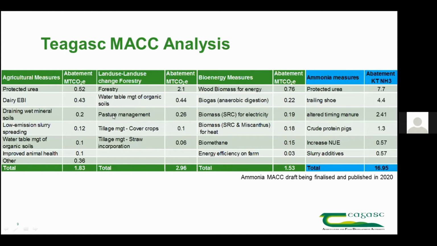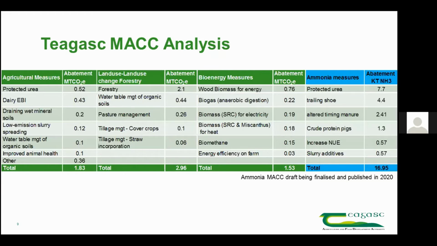And we also have two other different types of MACs as well. So we looked at agricultural measures, but we also looked at land use change in forestry. So these are, instead of reducing emissions, we're offsetting emissions by sucking up more CO2 out of the atmosphere. And really, the big options here are forestry, water table management of organic soils. So these are organic soils that are in agricultural production that have probably previously been arterially drained in the 60s and 70s and 80s.